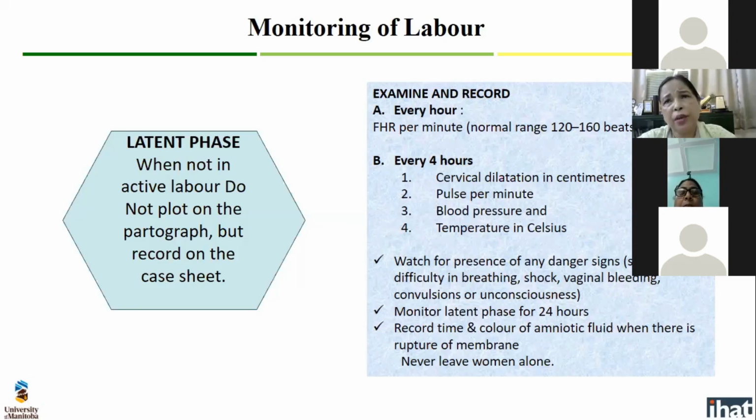So maternal vitals are important, and by PV you have to assess the status of the cervical dilatation. When you are doing the PV examination, cervical dilatation, holding, or if the membranes are ruptured, you have to see the color of liquor also. But remember, whenever your patient is in labor, don't leave the patient alone. That is very important.